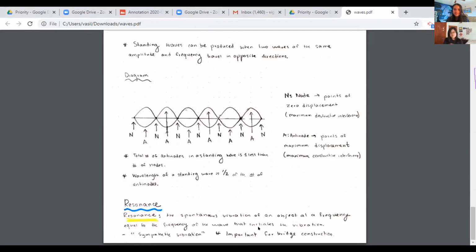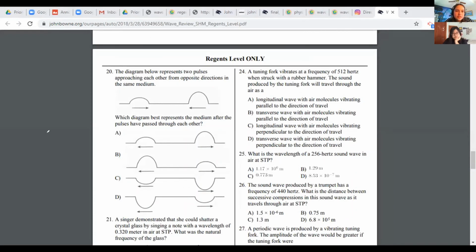of the glass. The question here, number 20, is asking about pulses. You can see here you have two pulses of different amplitudes, but their displacement is in the same direction and they're moving towards each other. The question is asking what the medium would look like after the pulses have passed each other.